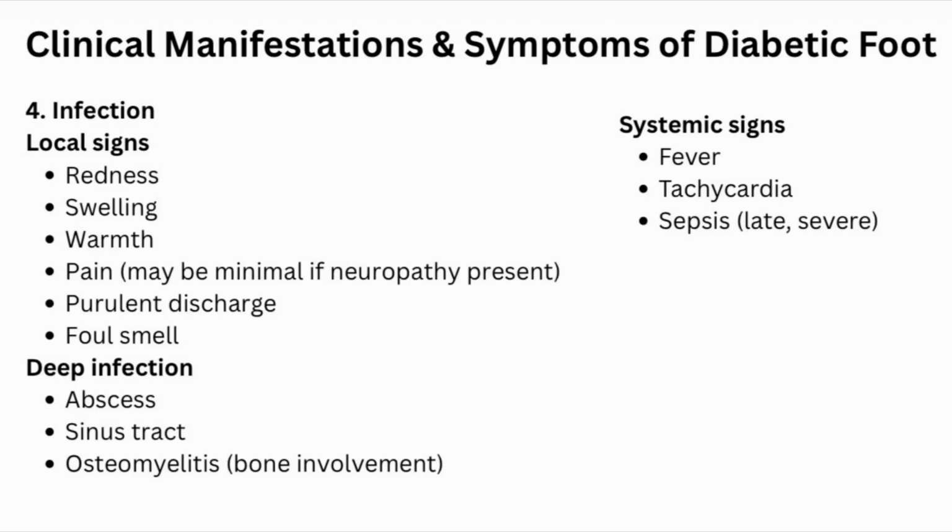Infection is a major complication. Locally, patients may present with redness, swelling, warmth, and purulent discharge. There may also be a foul smell. Pain may be minimal if neuropathy is present. Deep infections can lead to abscess formation, sinus tracts, and osteomyelitis, indicating bone involvement. Systemically, patients may develop fever, tachycardia, and, in severe cases, sepsis.